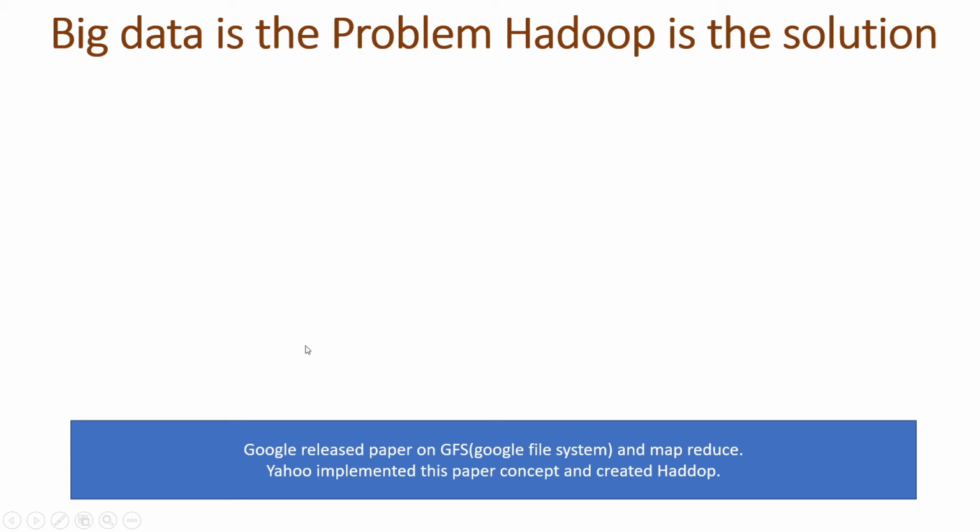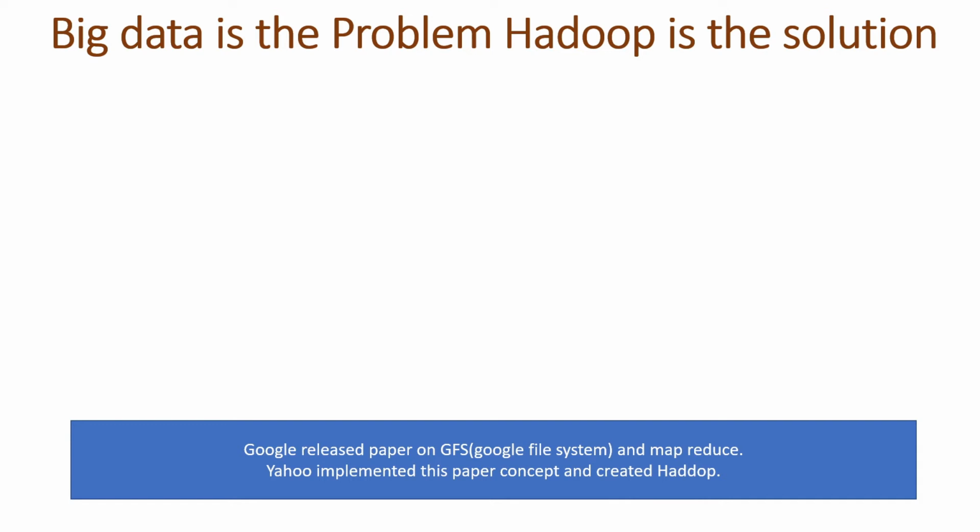Google released a paper called GFS, Google File System, in which files are stored in a distributed manner. After some time, Google released a MapReduce paper, but Google never implemented it in any application. After some time, Yahoo implemented it in an app and created a new system called Hadoop. Sorry for the misspelling. The map and reduce concept is used in Hadoop.